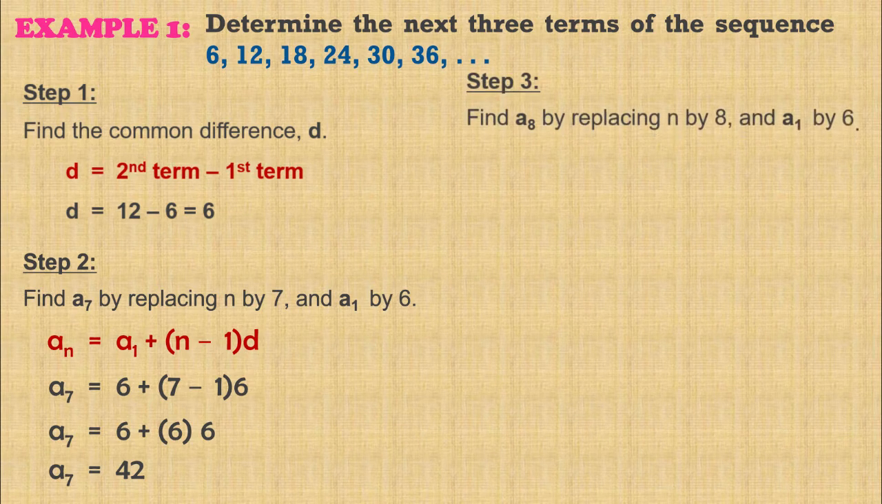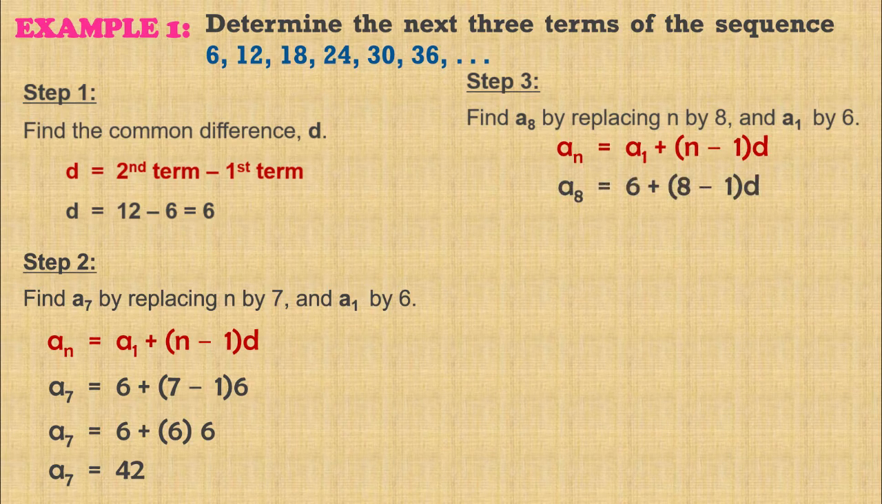Next, find a sub 8 by replacing n by 8 and a sub 1 by 6. So again, using the formula for arithmetic sequence, a sub 8 equals a sub 1 is 6, plus the quantity 8 minus 1 times d. But d is just 6, so replace d by 6. So we'll have a sub 8 equals 6 plus 7 times 6, and that will give us a value of 48.